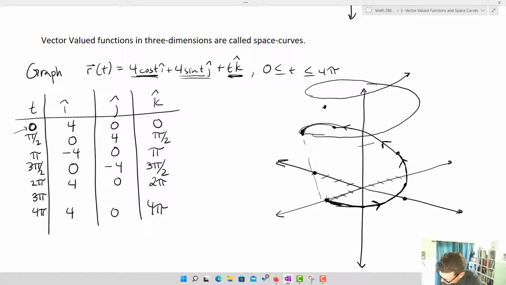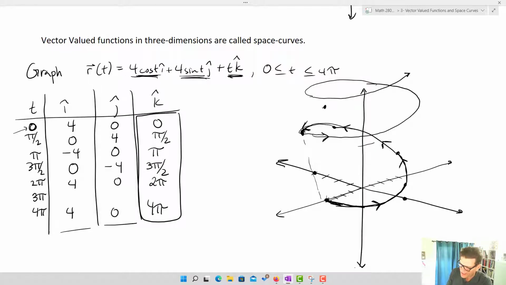Okay, I'm sorry it's not perfect on that end, but that's basically the idea. The z's are increasing, right? You see, here's my k values for my function. They're all increasing, and the i's and the j's are just moving around in a circle because it's cosine t and sine t. Okay, and so finally, we're going to end up right here. So we can stop our curve right there, because that's when t equals 4 pi.